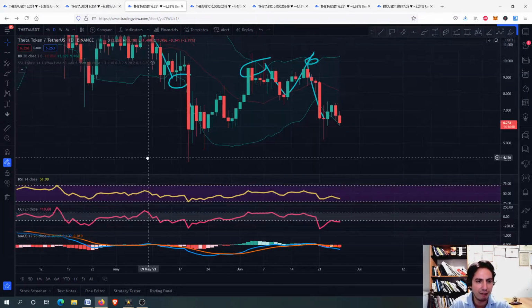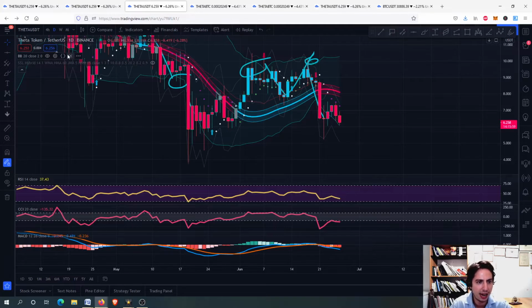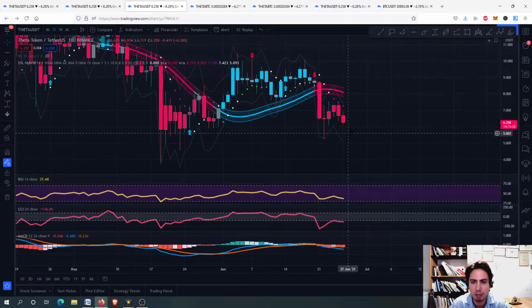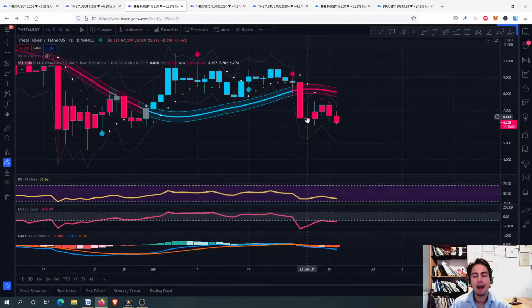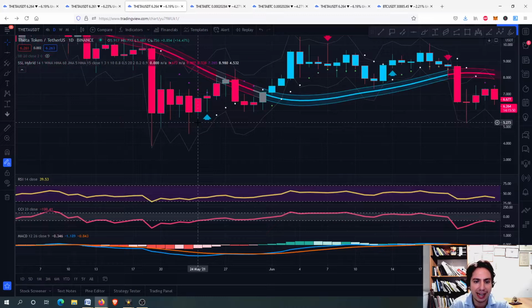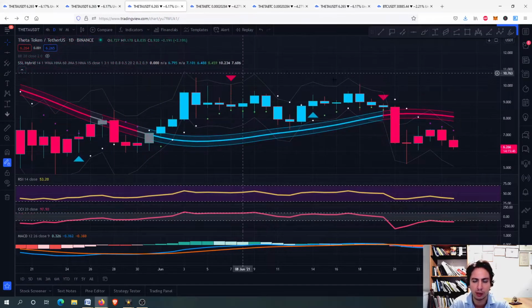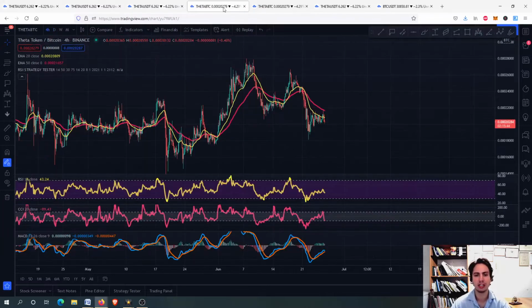Let's see on the daily frame if we have a buying opportunity according to the SSL hybrid. Right now, guys, we don't have any buying opportunities at all. According to the SSL hybrid, you realize it when we have this blue arrow. You go long, you go short when we have the red arrow. Let's go to the THETA Bitcoin chart.